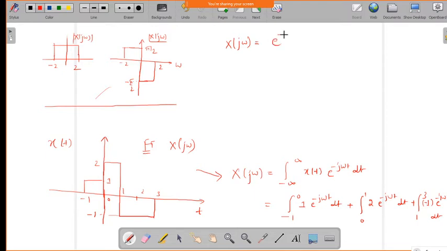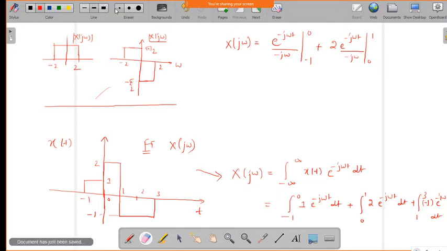So what is the first one? e power minus j omega t divided by minus j omega, varying from minus 1 to 0, plus 2 into e power minus j omega t divided by minus j omega, from 0 to 1. Here there is a minus, so we can replace this with minus e power minus j omega t by minus j omega between 1 to 3.